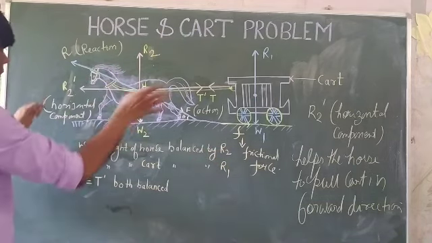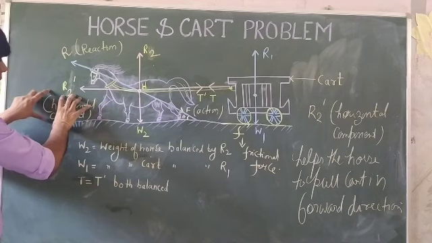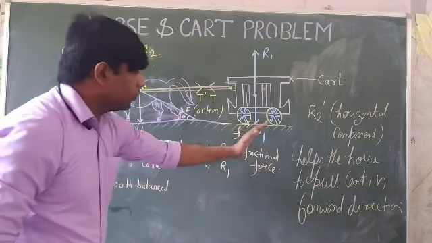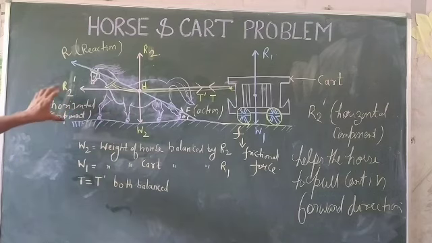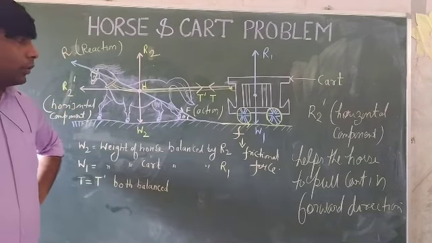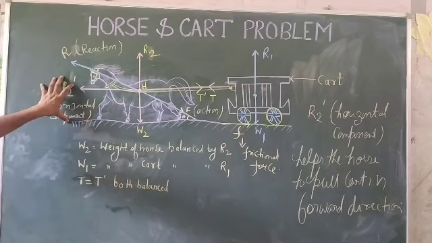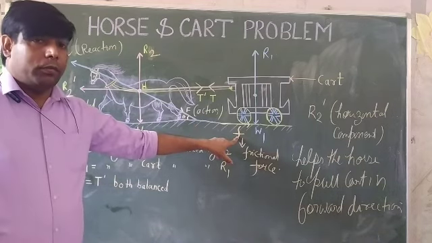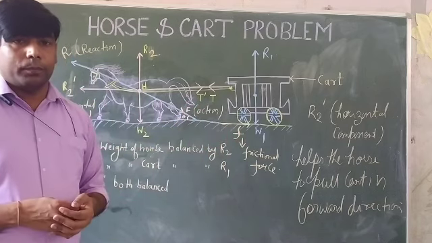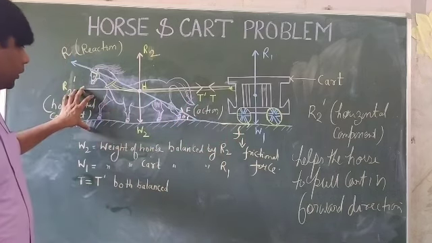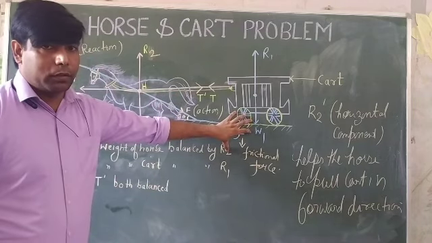So here the overall helping component is the horizontal component. The frictional force will be opposite to this force, that is, opposite to the horizontal component R2 dash. Now see what will happen. If this force is less than the frictional force, then the cart will not move. Why? Because the frictional force is more. This is 10 and this is, for example, 15.